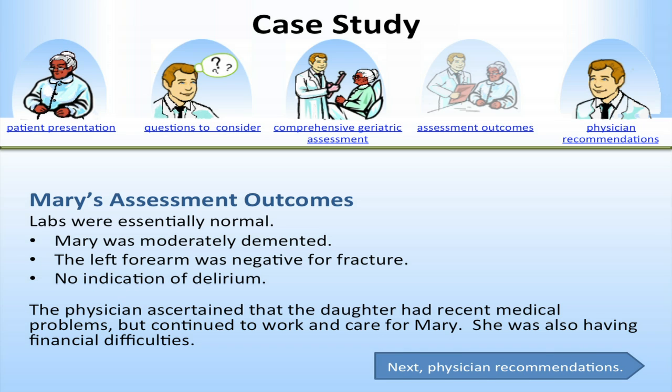So if we did all that, what did we find? Well, labs were essentially normal. Mary was moderately demented. The left forearm was negative for fracture, and there was no indication of delirium. The physician ascertained that the daughter had recent medical problems but continued to work and care for Mary. She was also having financial difficulties. So based on what you've seen so far, what might be your recommendations?